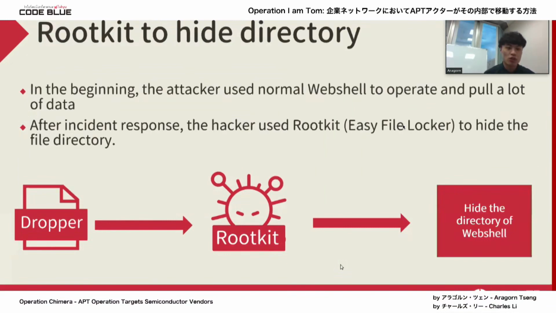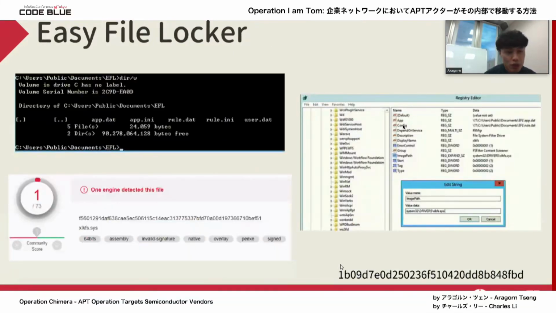The actor used the rootkit called Easy File Locker to hide the folder of the web shell, so we could not see any file under this folder. The picture on the left and up shows the components of Easy File Locker, and the picture on the right is the driver of Easy File Locker in the registry. Easy File Locker is a benign tool to hide folders and files if it is used properly, and it only has a 1 detection rate in VirusTotal, so it is hard to detect.